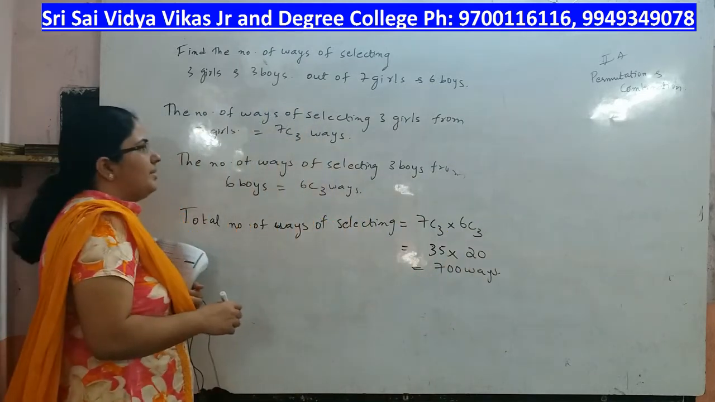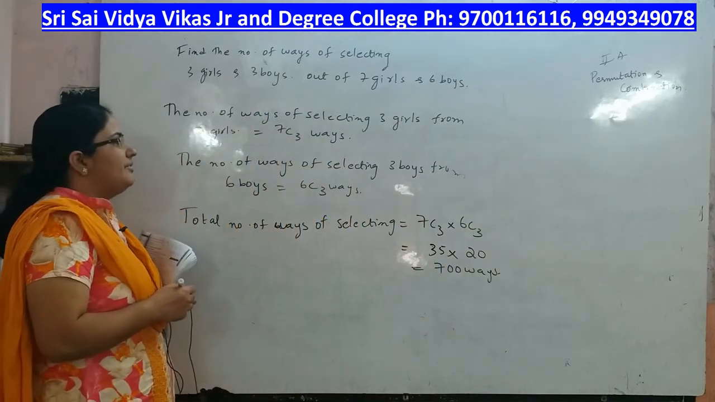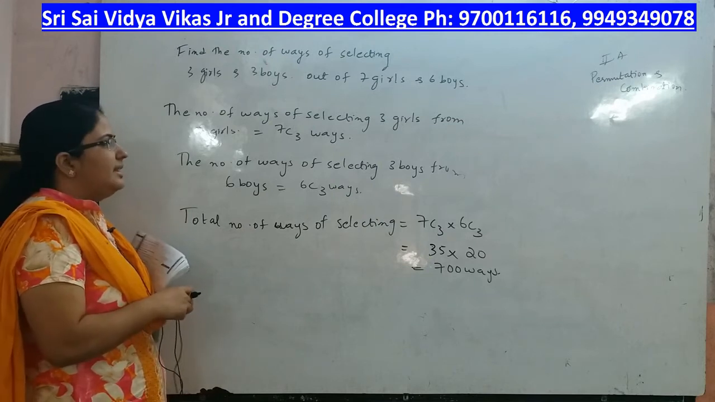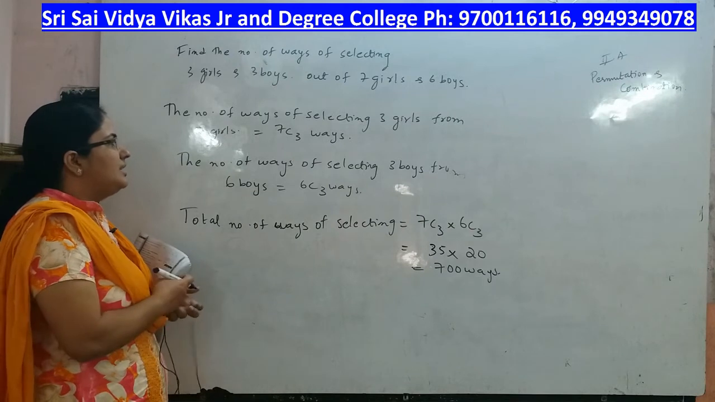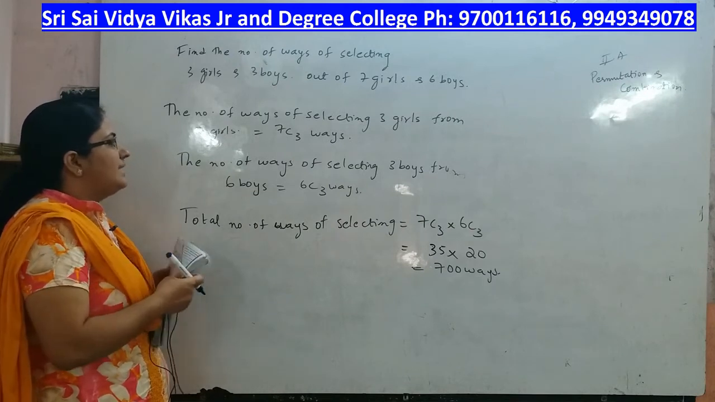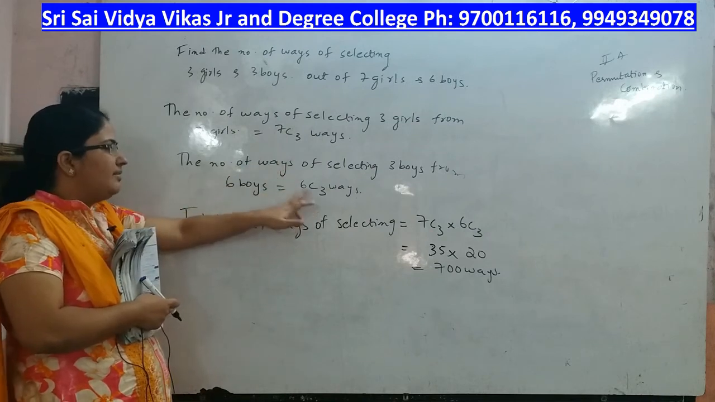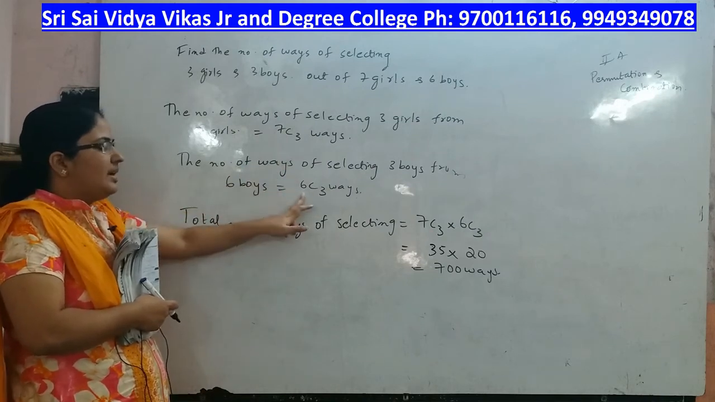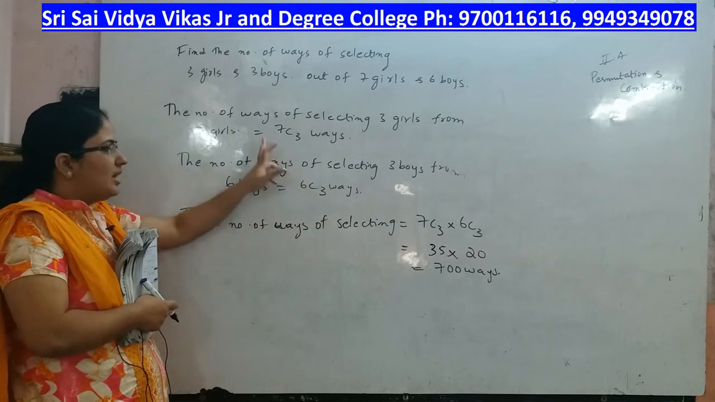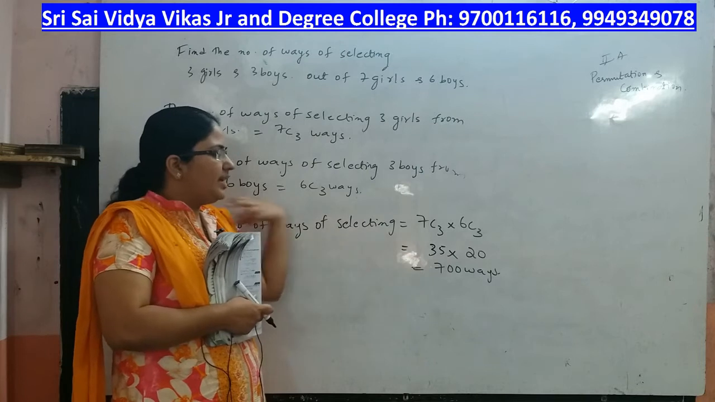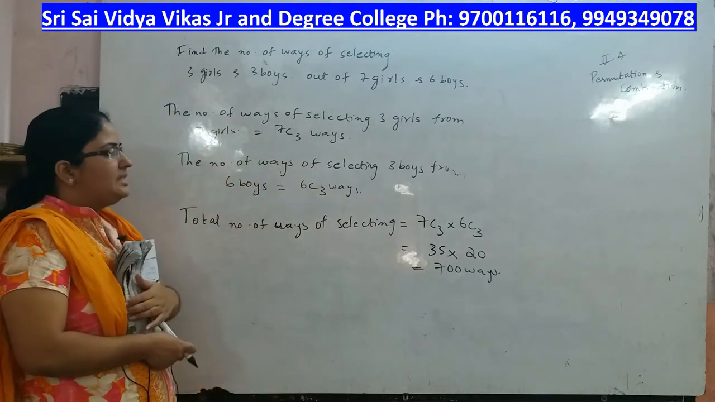This is about the problem. Girls have to be selected from girls, boys have to be selected from boys. How many girls you are selecting? 3 girls. From how many girls? From 7 girls. So you get 7C3 ways. Next you are selecting 3 boys from 6 boys. That you can do in 6C3 ways. Total number of ways is 7C3 into 6C3, that is 35 into 20, which is 700 ways.